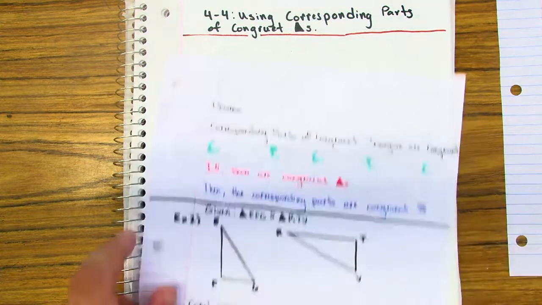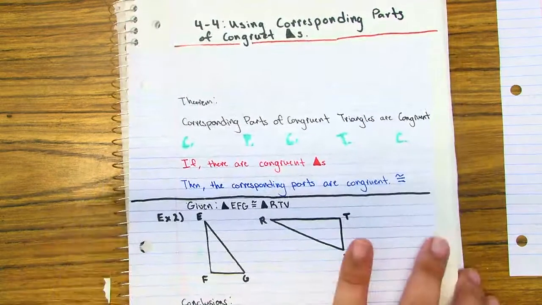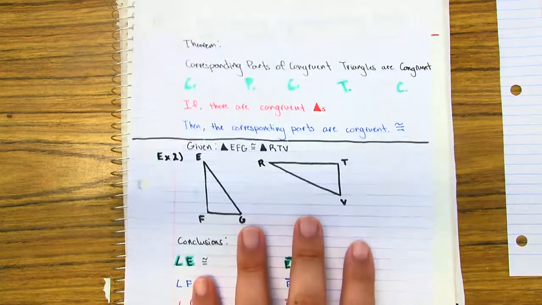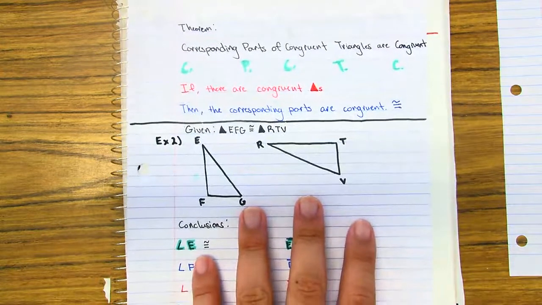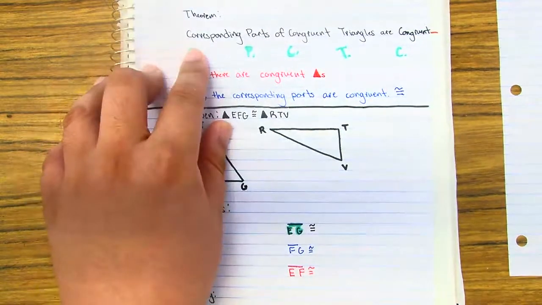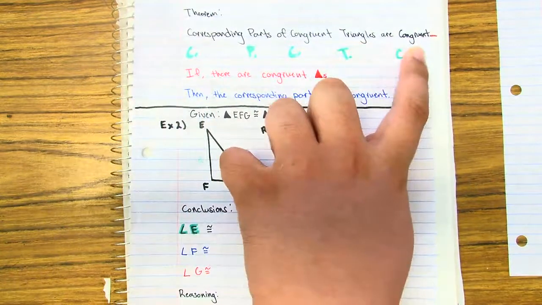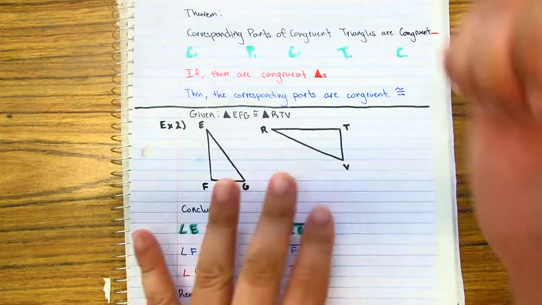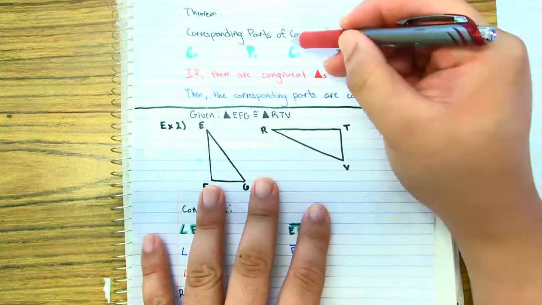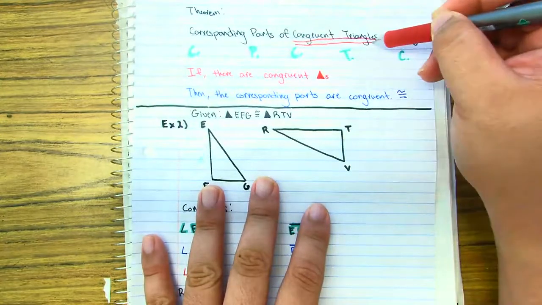This is the theorem that we're going to be working on. This lesson, lesson 4-4, is using corresponding parts of congruent triangles. The theorem given in this part of the lesson says that corresponding parts of congruent triangles are congruent. Let's focus on the term first. It's saying that if there are congruent triangles, this is talking about this phrasing. Now we're going to work on the theorem, right?